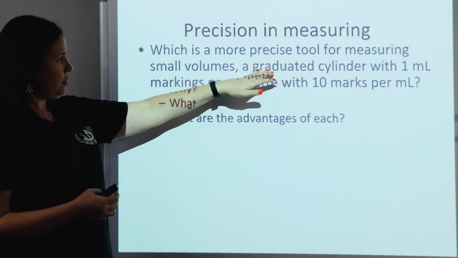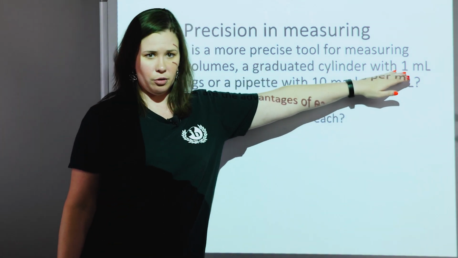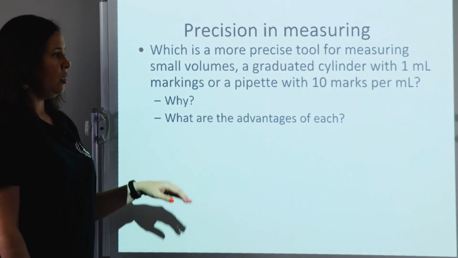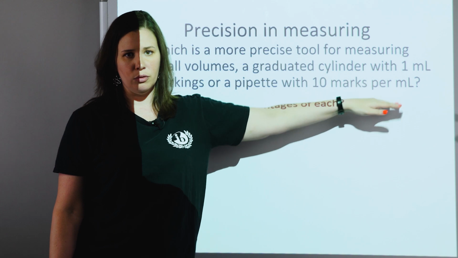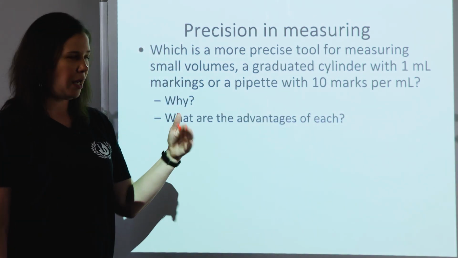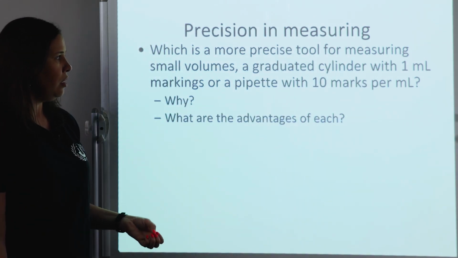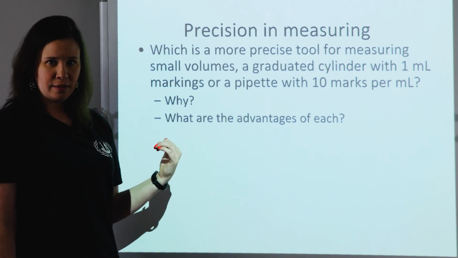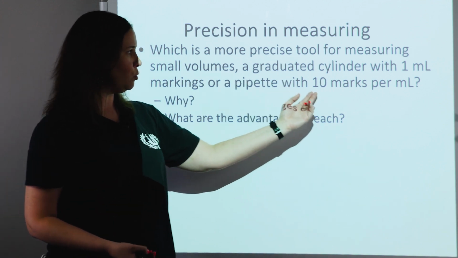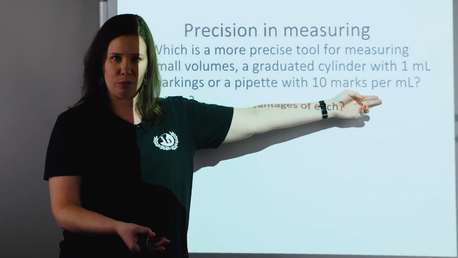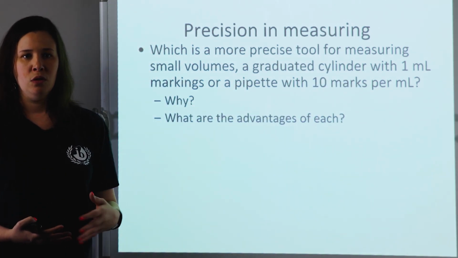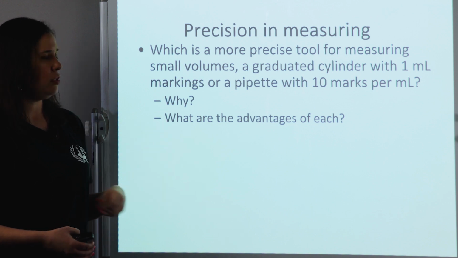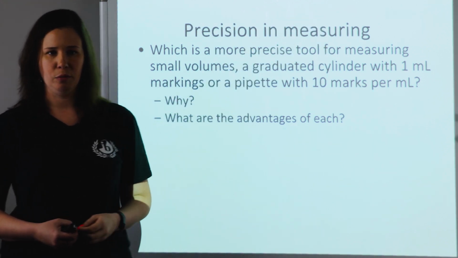We have a graduated cylinder that has 1 milliliter markings, or ones place markings. But then we also have a pipette which has 10 marks per milliliter, or 0.1. It has markings to the tenths place. So which would be more precise? Well, by definition, having more decimal places would allow for greater precision. So the pipette is absolutely more precise. So what in the world could be the advantage of a graduated cylinder with 1 milliliter markings?